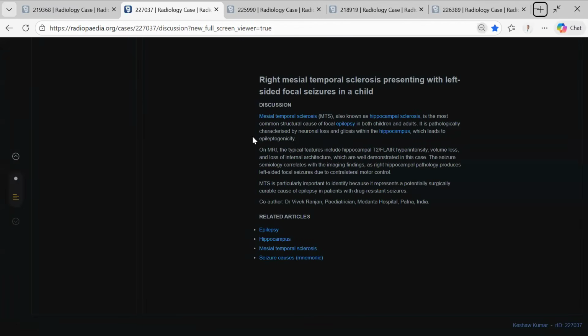Right mesial temporal sclerosis. Okay. The patient has left-sided focal seizures. Okay. Thank you so much. Next candidate.